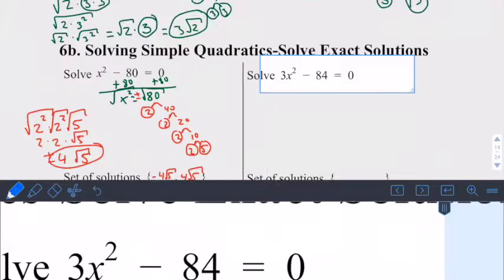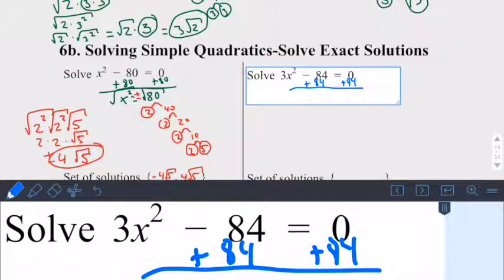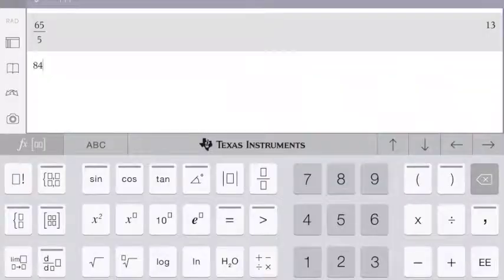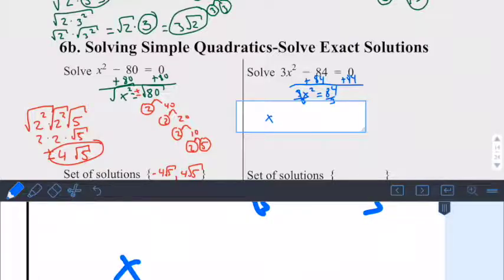Let's do another. So I'm going to add 84 to both sides. So I get 3x squared equals 84. Then I'm going to divide both sides by 3. 84 divided by 3 is 28. So x squared equals 28.